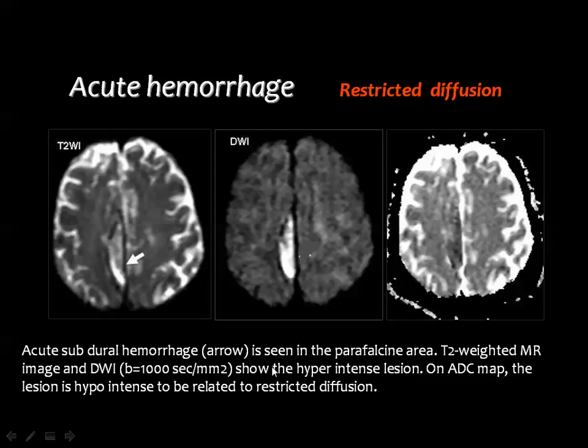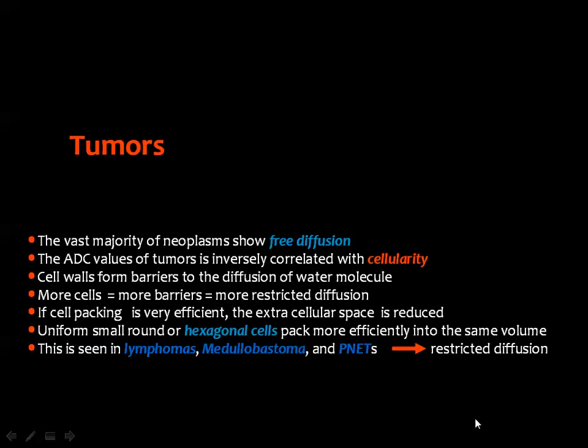Another example of a subdural hematoma. In the T2 weighted image, the hematoma is bright. In the diffusion weighted images, the hematoma is bright. And in the ADC map, there is restricted diffusion. And if you forget about this image, you may interpret this as an infarction.